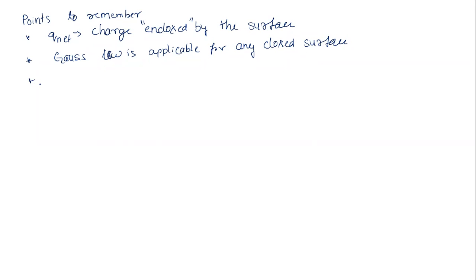Next thing. While applying Gauss law, we are going to consider a Gaussian surface. Now I'm going to tell you about this. What is actually a Gaussian surface? It is an imaginary surface. It is not a real surface, it is an imaginary surface.